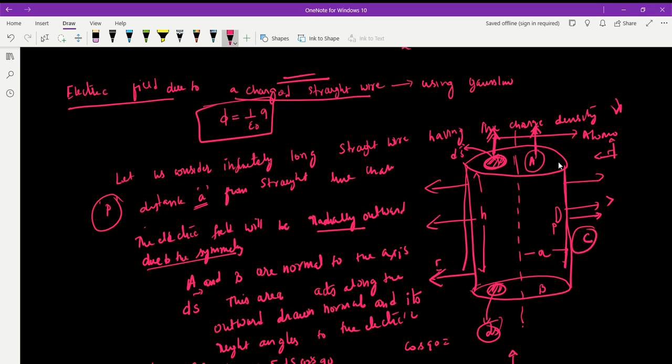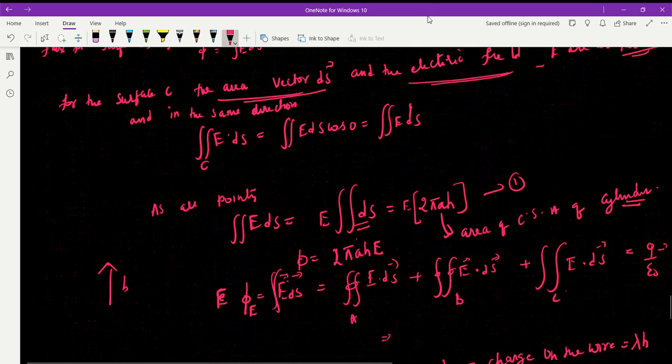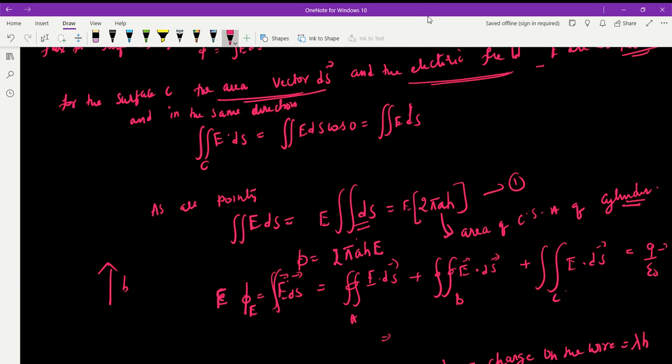We have to consider flux only at the surface ds on the face C. For that, E dot ds is E ds cos 0, and cos 0 is nothing but 1, so E ds. Now, considering it as the curved surface area of a cylinder, 2 pi a h, where a is the radius and h is the height of the cylinder, your flux will be phi is equal to 2 pi a h E.